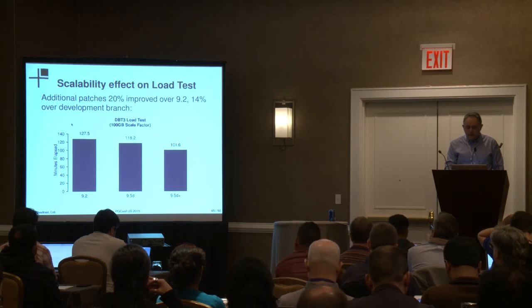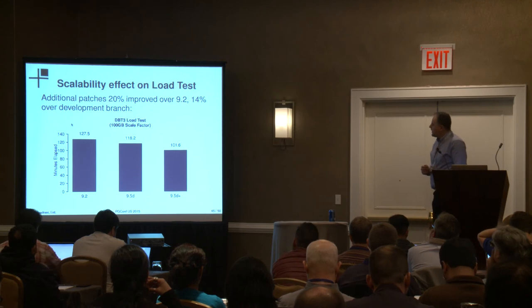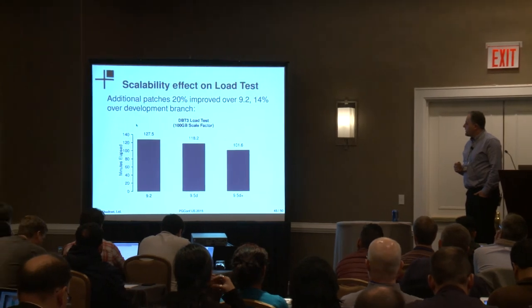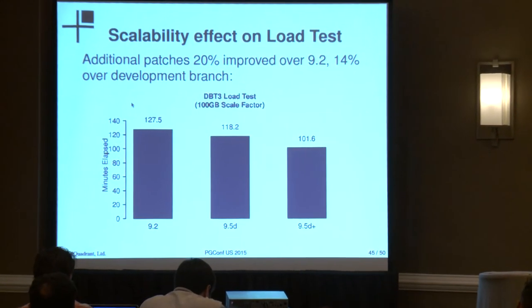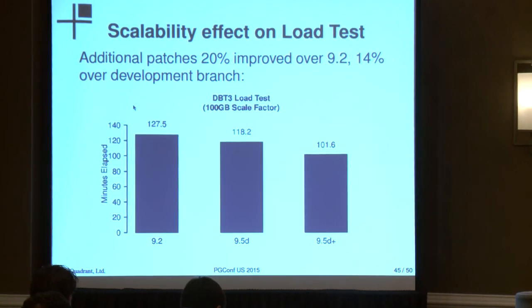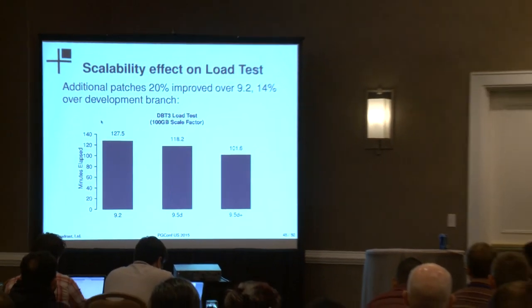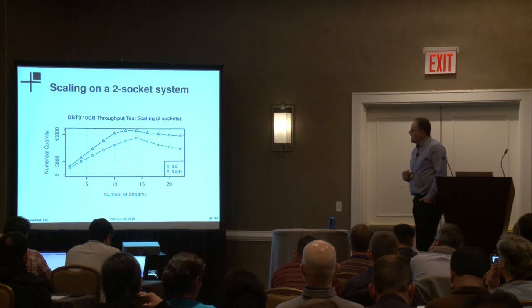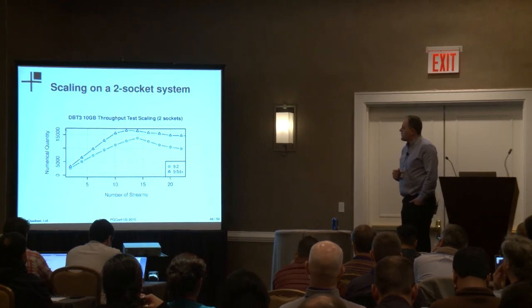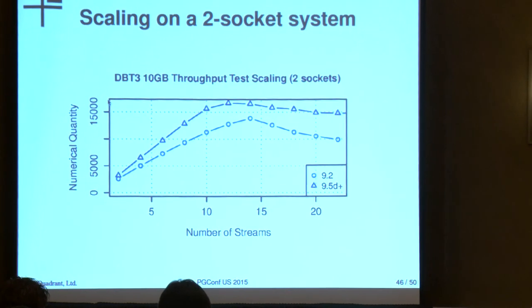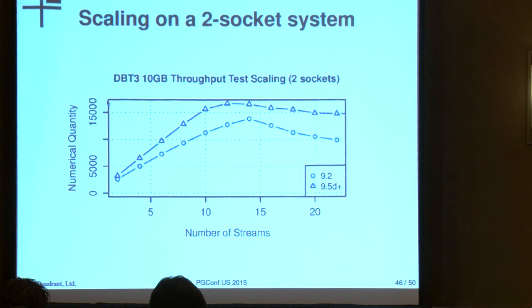So on the scalability tests, we can see that the additional patches that we tested produced a 20% improvement, and a 14% improvement just with the most recent tests. So what we're talking about is comparing 9.2 against the latest branch of 9.5 development. The scalability of the tests was considerably better. This is on a throughput test. We can see the number of streams was better, and the overall throughput was better as well.